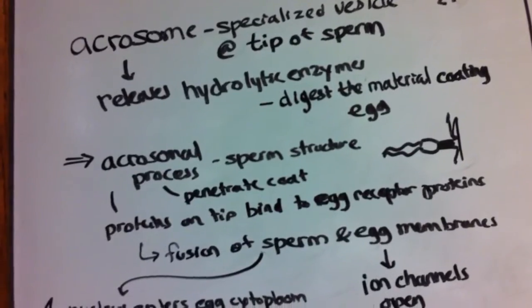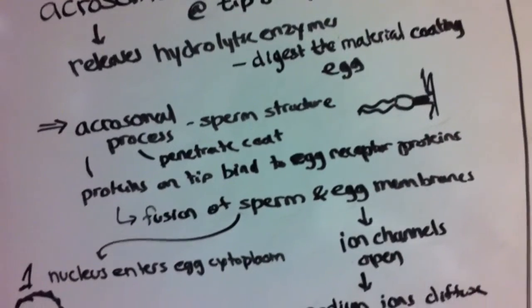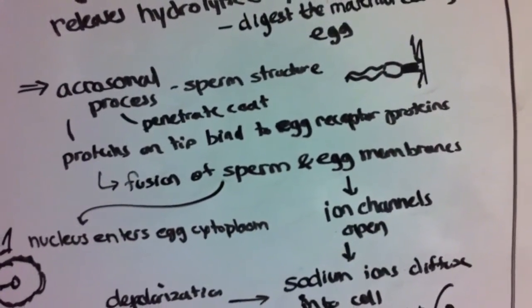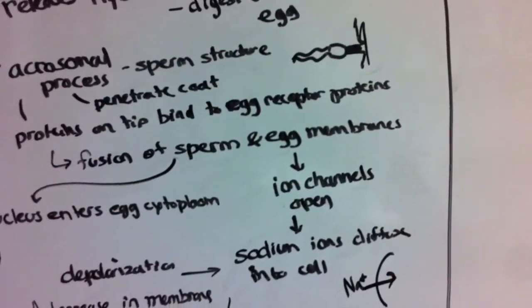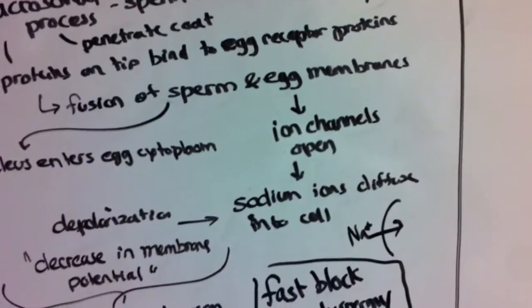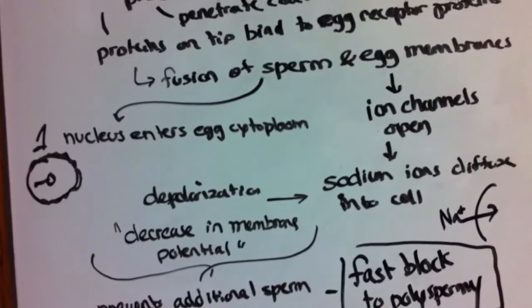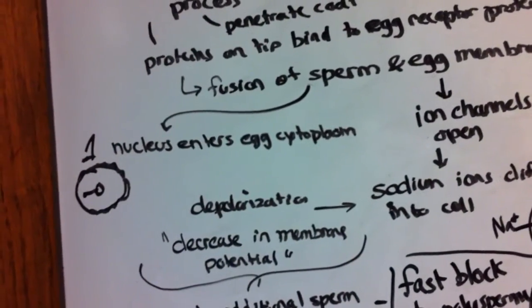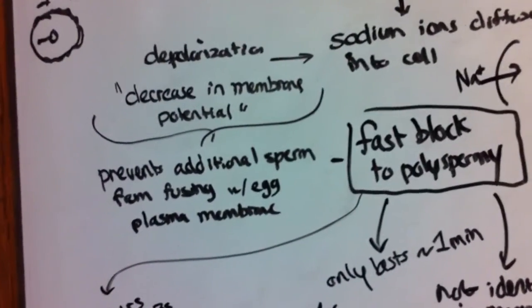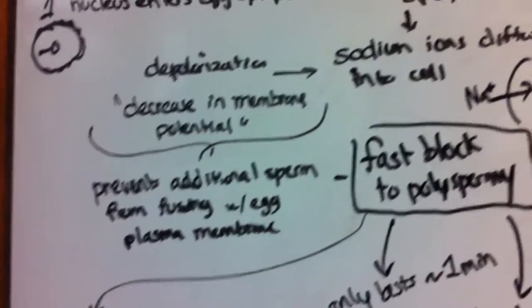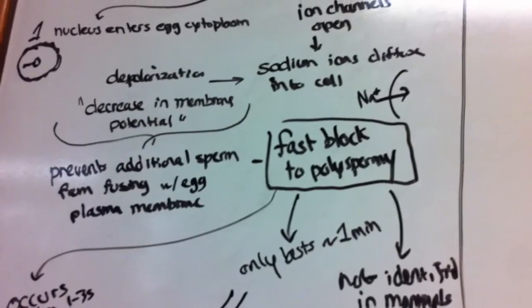The proteins on the tip of this acrosomal process will bind to the egg receptor proteins. This will initiate the fusion of sperm and egg membranes, and afterwards, one nucleus will enter the egg cytoplasm, and the ion channels for the egg membranes will start to open. As these ion channels open, sodium ions will diffuse into the cell. This diffusion is known as depolarization, and that will result in a decrease in the membrane potential. This will prevent additional sperm from fusing with the egg plasma membrane. As a whole, this is considered to be the fast block to polyspermy.